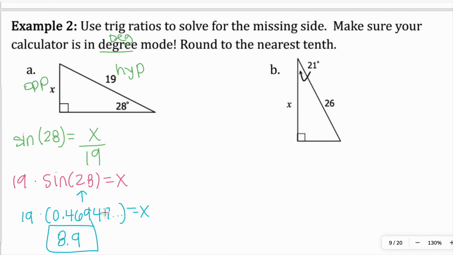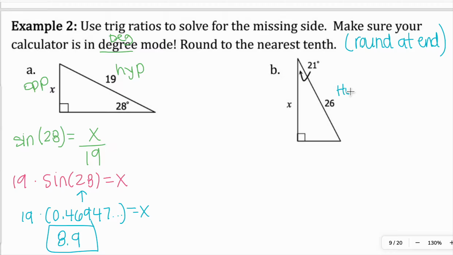I would try not to round this long number. Wait to round at the very end. So when you're rounding to the nearest tenth, you're going to round at the end, which is at the end of your problem.